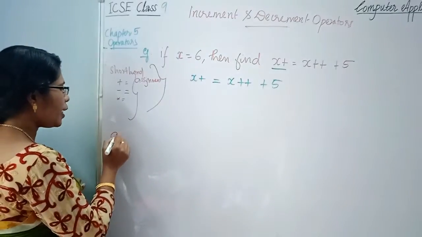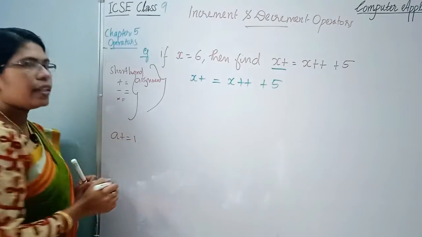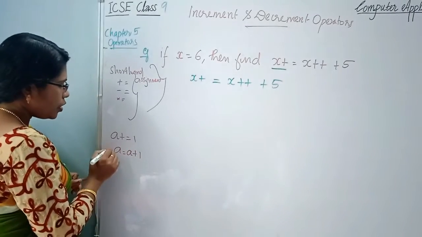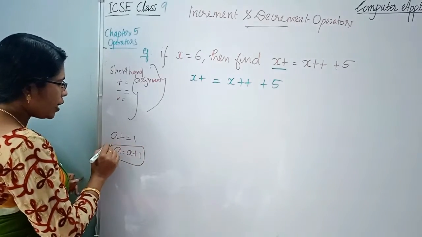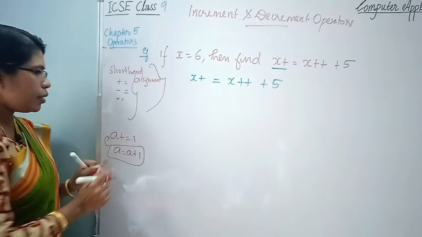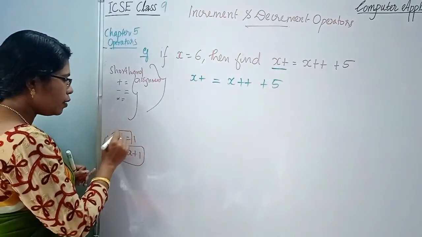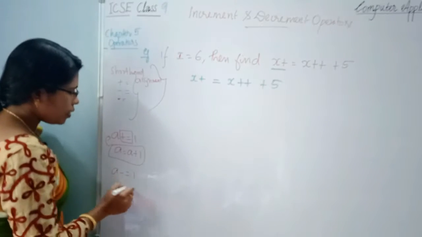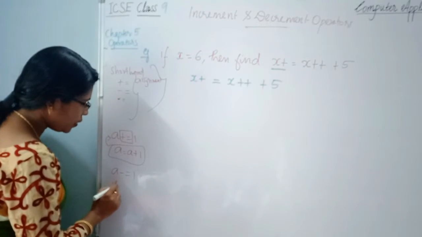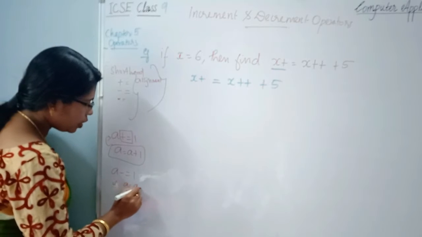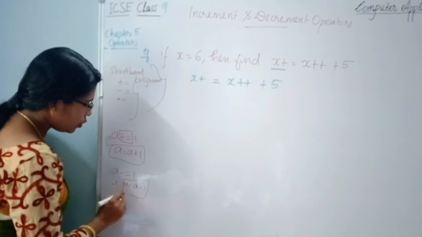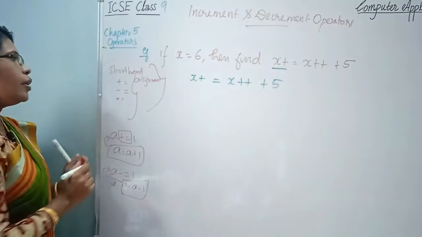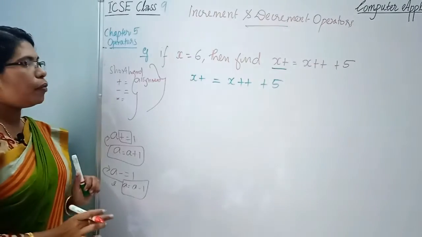Shorthand assignment operator, for example, a plus equal to 1. It means a equal to a plus 1. Instead of writing this statement, we can write a plus equal to 1 using the shorthand assignment. And if you want to write a minus 1, a minus equal to 1 means a equal to a minus 1. Instead of this statement, we can use the shorthand assignment operator a minus equal to 1.